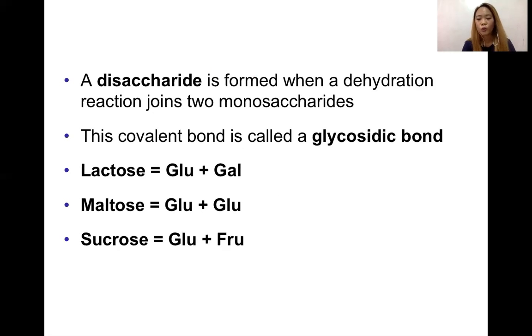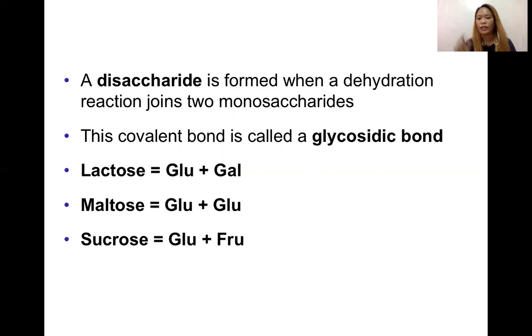So glucose is a monosaccharide. So we can add one monosaccharide to another monosaccharide. And when we have 2 monosaccharides, we call it a disaccharide. Coming from di, it means 2. So it says here that a disaccharide is formed during a dehydration process, which joins 2 monosaccharides. When we form a disaccharide, we are also forming 1 water molecule.